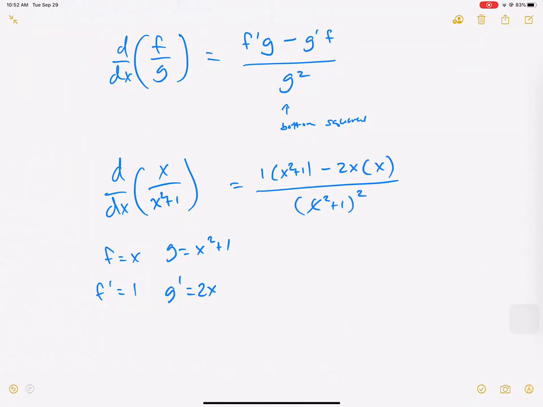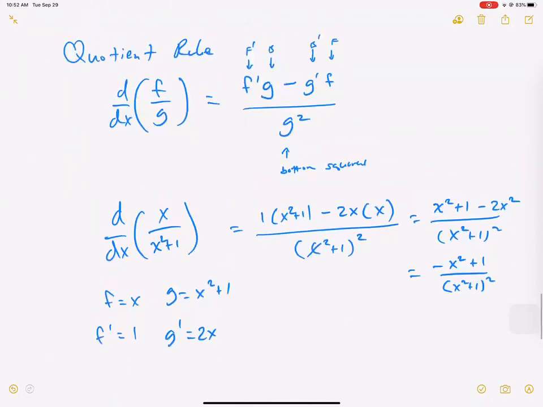And then we can simplify this. X squared plus 1 minus 2x squared over x squared plus 1 squared. We're going to simplify one more time. These are like terms. Negative x squared plus 1 over x squared plus 1 squared. Okay. Now, that's the process, okay? The process is you have to straight up memorize this.